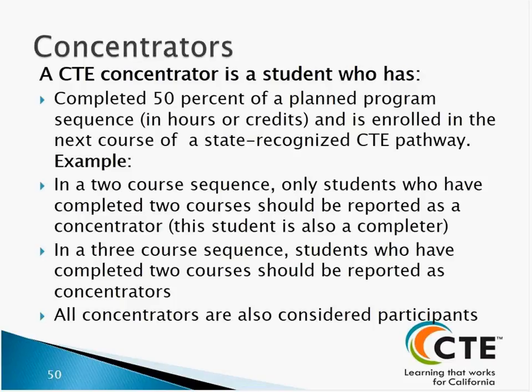So really, it's four-course sequences where you're going to show up as concentrators separately. There'll be a participant in year 1, a participant in year 2, a concentrator in year 3, and a completer in year 4. Clarification there.